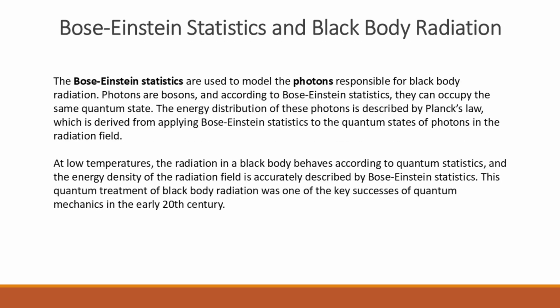Let's delve deeper into how Bose-Einstein statistics explains black body radiation. Photons, being bosons, can occupy the same quantum state, a key feature that classical physics couldn't explain. At low temperatures, the radiation field behaves according to quantum statistical principles. The energy distribution of photons follows Planck's law, derived directly from applying Bose-Einstein statistics to quantum states. It's like revealing the secret choreography of light itself, showing how photons dance to quantum mechanical rules.